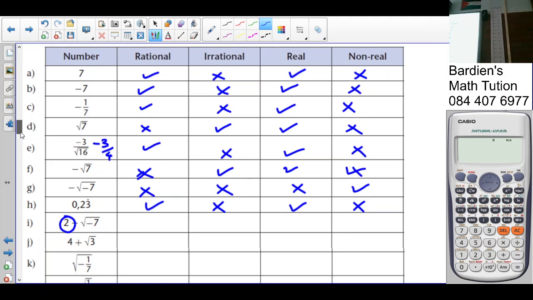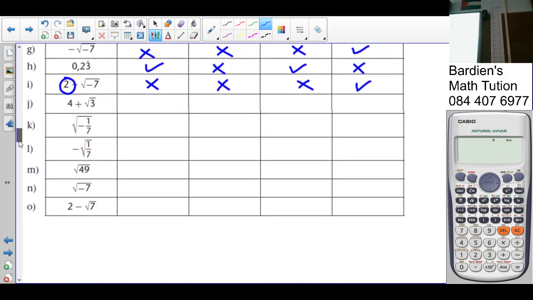So is it rational? No. Is it irrational? No. Is it real? No. Is it non-real? Yes. Guys understand? 4 root 3, you have a rational part and an irrational part too. Here we can see that. But the number as a whole will then be irrational, but real.